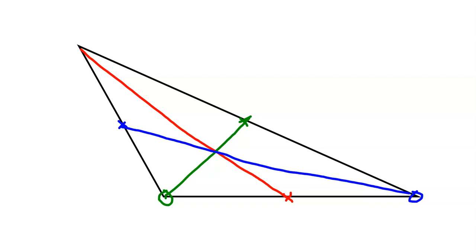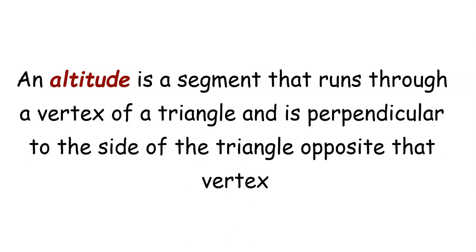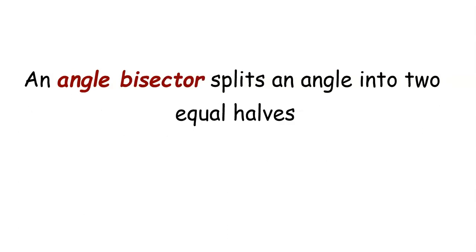But as a quick review of what those segments we saw today are, a median runs through a vertex to the midpoint of the opposite side, an altitude runs through a vertex and is perpendicular to the opposite side, and an angle bisector, as we saw before, just splits an angle into two equal halves.